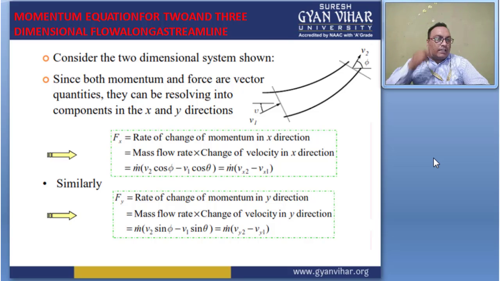And then Fy is equal to the rate of change of momentum in the y direction. Fy is equal to the mass flow rate into the change of velocity in the y direction. So for this case, m dot in bracket (v2 sin phi minus v1 sin theta), which is equal to m dot (vy2 minus vy1). This is the case of Fy. So the value and angle of the resultant force, I will cover in the next slide also.